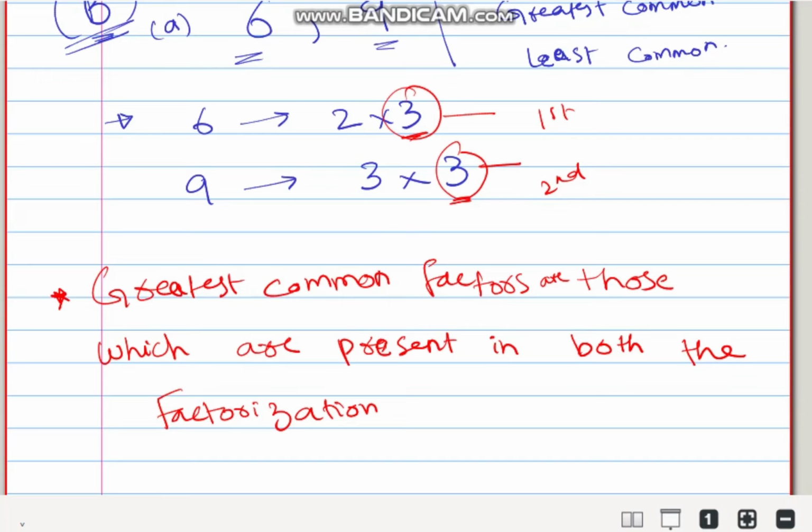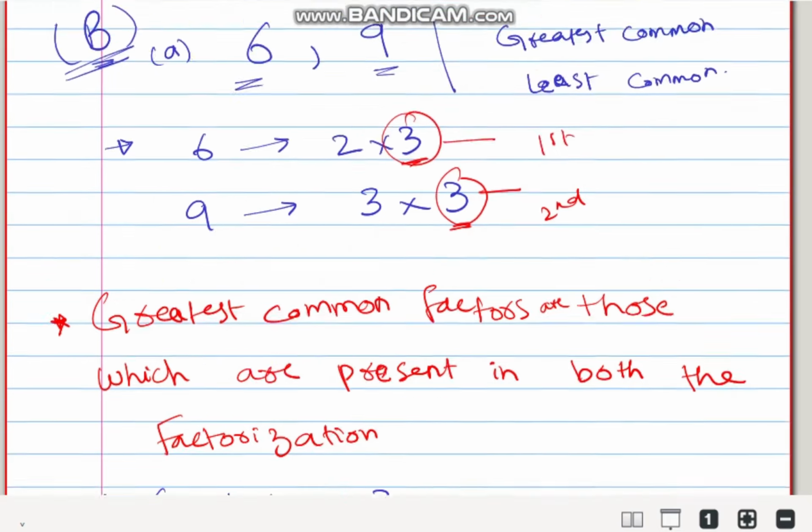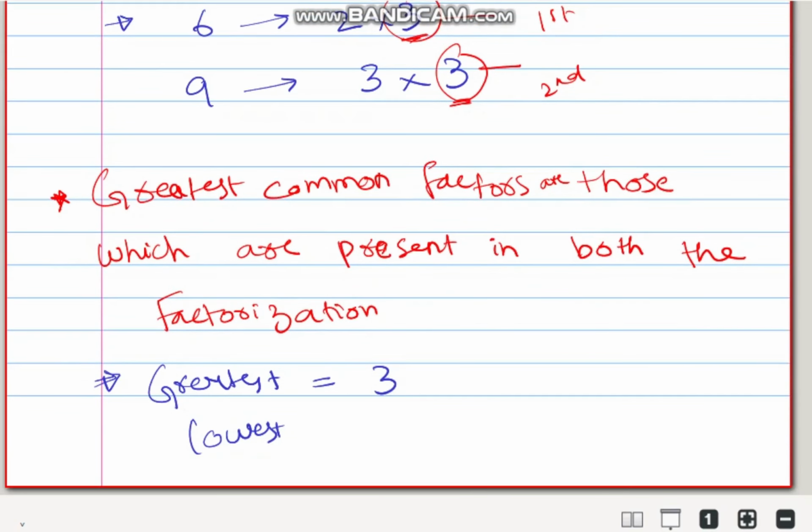So what is the highest factor here? Let me write, greatest factor will be 3. And the lowest common factor will be, least or lowest.